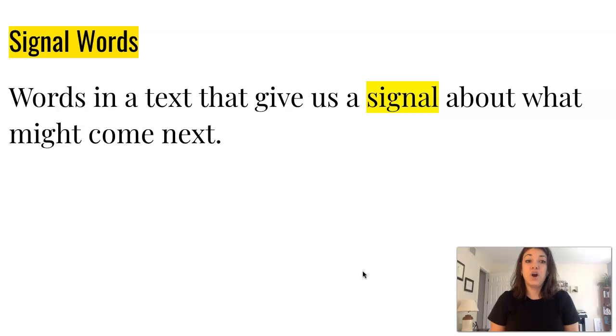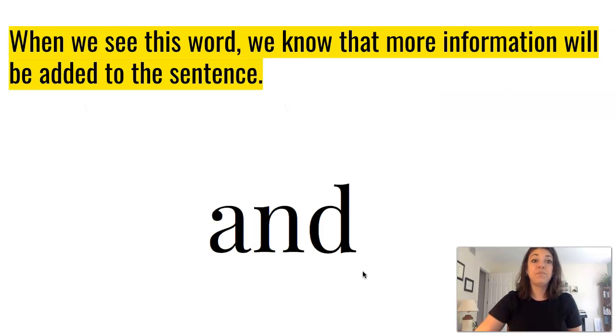Signal words are words in a text that give us a signal about what might come next. They give us a signal about what's going to come next in the sentence. When we see this word, we know that more information will be added to the sentence. So the word and, we know that something else is coming.